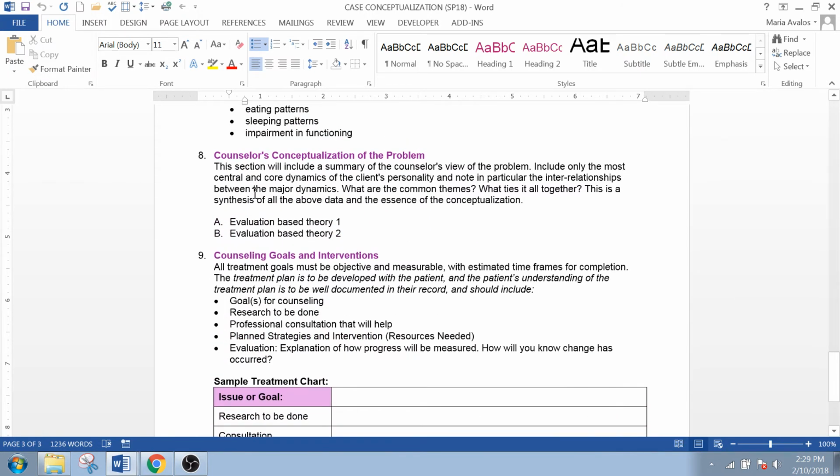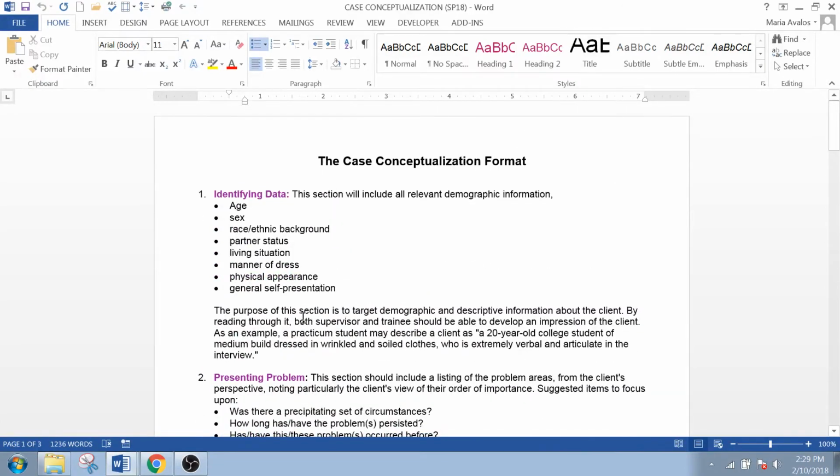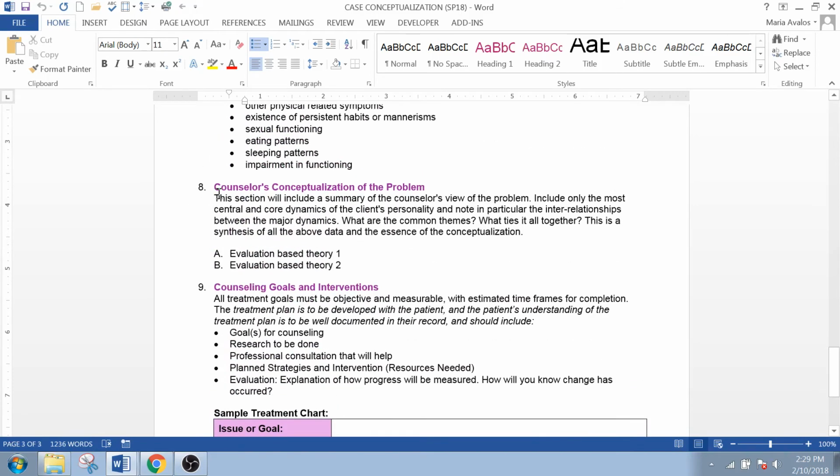So these last two sections are extremely important here. This is where everything else, you use it all as a counselor and then begin to conceptualize and develop goals and interventions for treatment. In this particular conceptualization of the problem, we're asking you to give us a summary of the problem, including the most central and core dynamics of the client's personality, and note in particular the interrelationships between the major dynamics that are listed from number 1 to 7. Look at all of it you have.